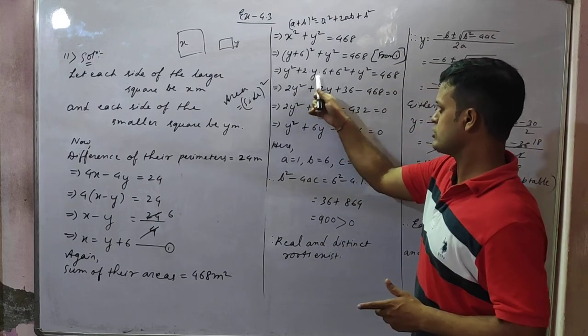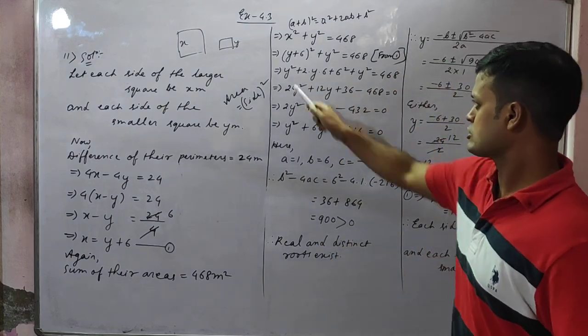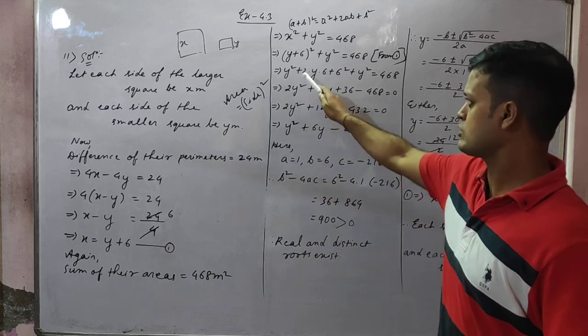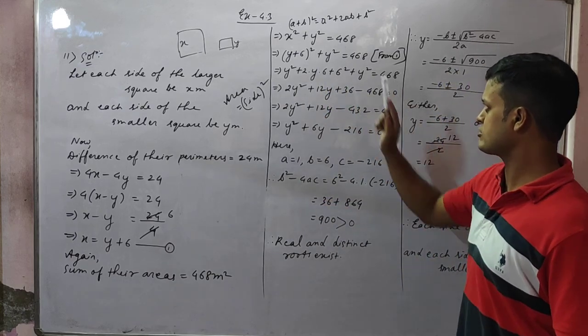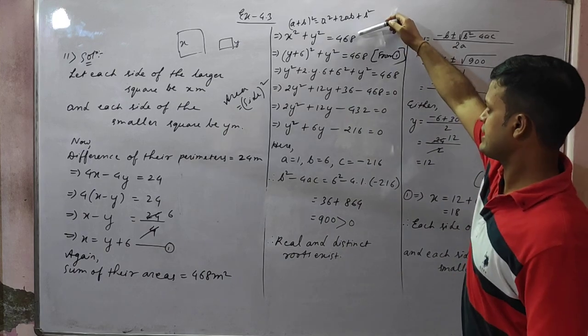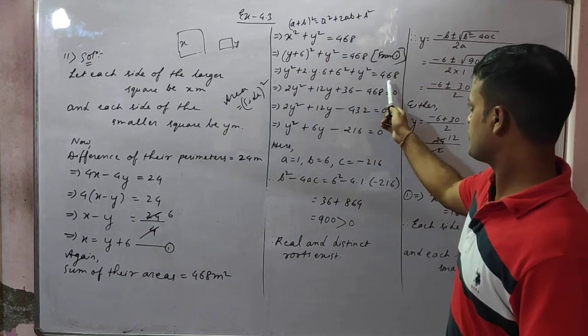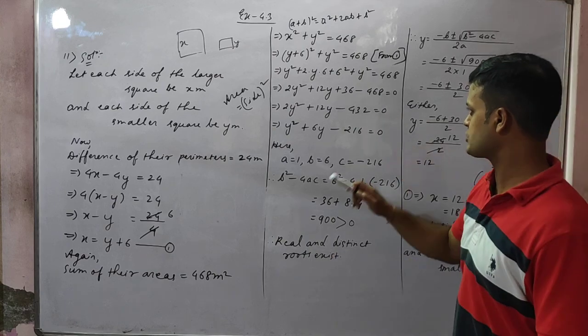So y square plus 2 into y into 6 plus 6 square. So y square plus y square will become 2y square. 2 sixes are 12, so 12y, and 6 square is how much? 36. 468 I will bring to the left side. Okay, the sum of the areas of the squares was 468 now. So 468 I will bring to the left side, so it will become minus 468.